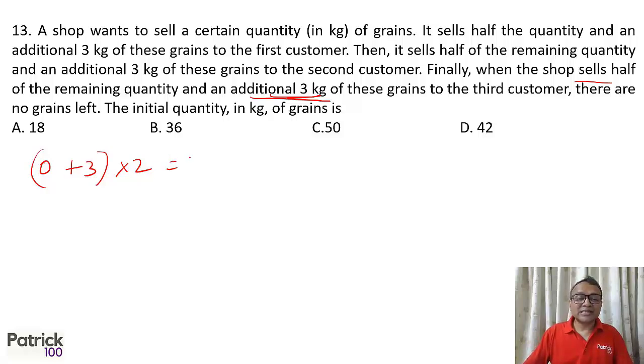So you'll get 6. Again go with the calculation. Again, the previous case, 3 kgs you sold. So that is minus 3 you did, so you do plus 3. And again half, so multiply by 2 will give you 18.